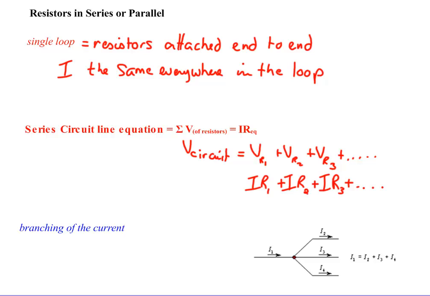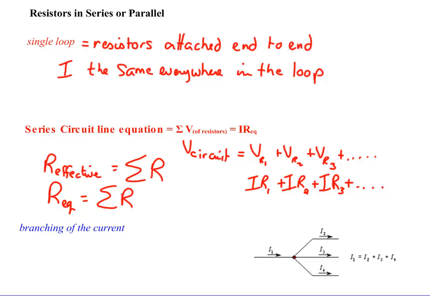So if I wanted to find the effective resistance, or the resistor I could put in, a single resistor I could put in place of all the resistors and still get the same voltage and current, the effective resistance is just the sum of all the resistors in the circuit. It's also referred to sometimes as the equivalent resistance. Again, the equivalent resistance is the sum of all the resistors in the circuit.